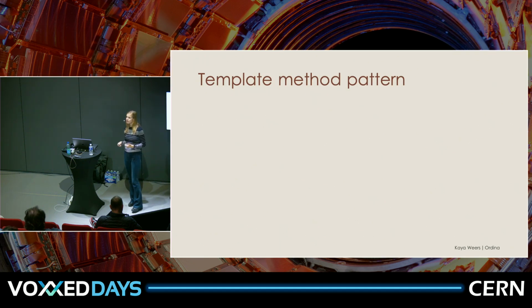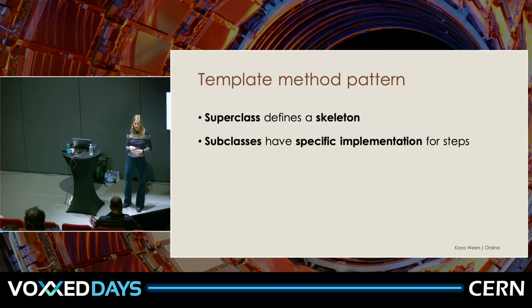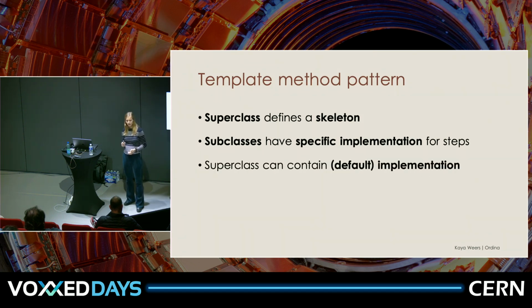So what we'll see here is that there's some kind of steps and process that's defined in the interface. So in the superclass, you define like the skeleton, things that have to happen. And then the subclasses, they can actually implement it, so they can define how the steps will actually look like. And the superclass can also contain an implementation, for example, if there are steps that are the same for all the subclasses.